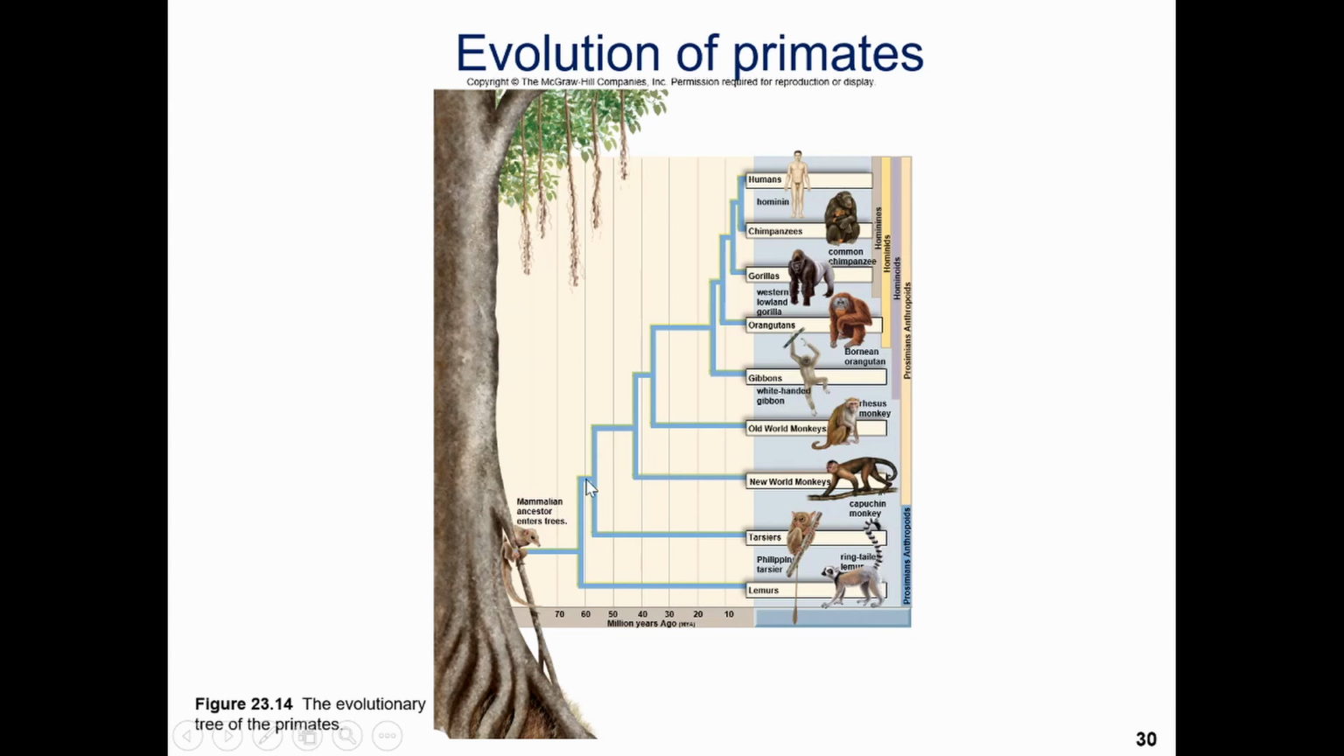And then finally, to those prosimians, the tarsiers and the lemurs, you're looking at about 60 million, give or take, for both of those groups. So our relationship to the lemur, the most recent common ancestor we have between us and lemurs, would be from about 60 million years ago.